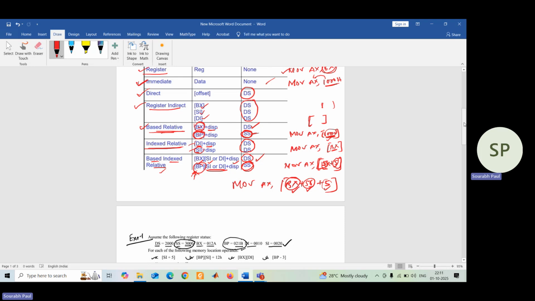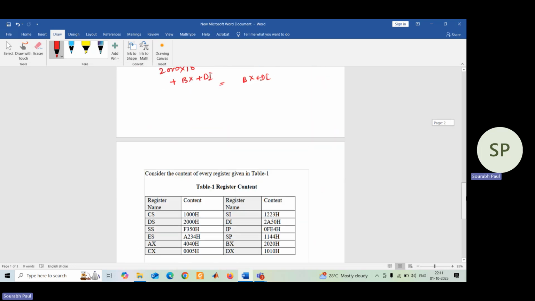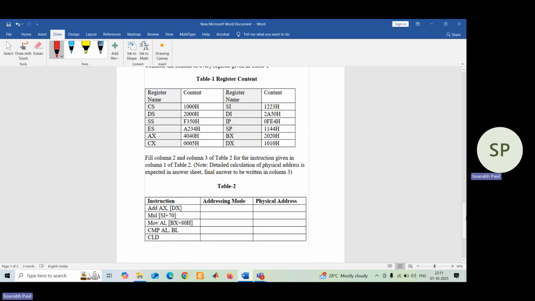Now we shall see some examples based on this discussion. For example, this question is given to us. All the segment values are given in the question, and these are the instructions given to me. And this should be BX, DX is not actually possible. Now, how to calculate the physical address in such a case? So the addressing mode part, I think all of you know: ADD AX comma BX in square brackets, this is register indirect. If I write BX, specifically it is base addressing mode.